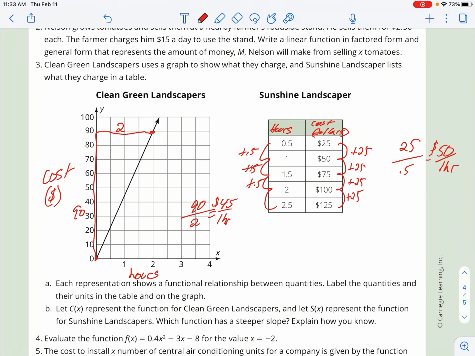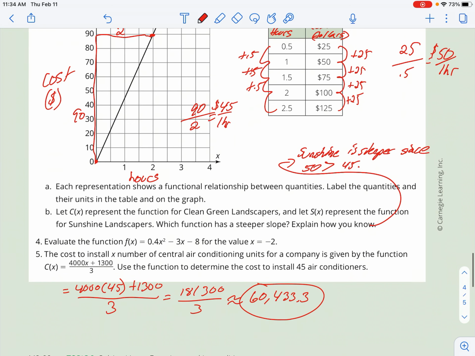per 1 hour. So when I compare those two, which one has a steeper slope? The one with the larger number is going to be steeper. So for the larger slope, I'll just write the answer right here. Sunshine is steeper, since the slope of 50 is larger than 45, okay?